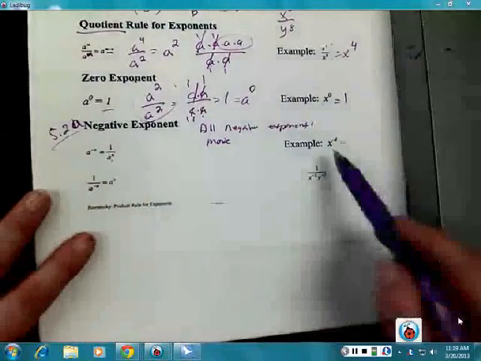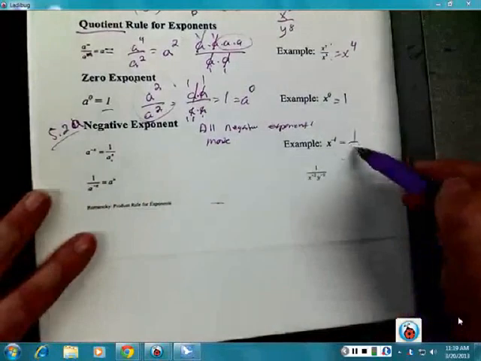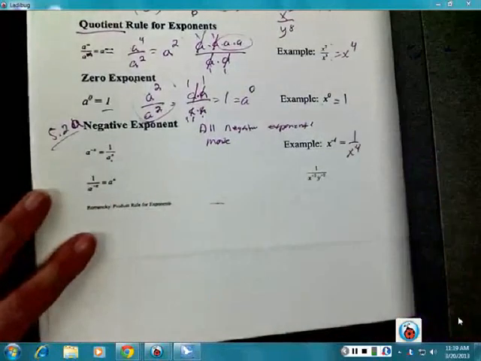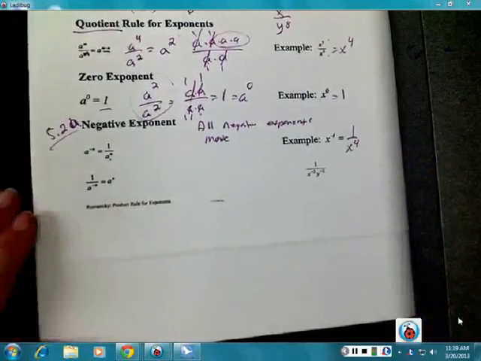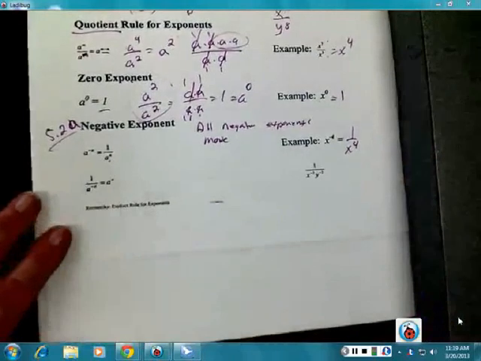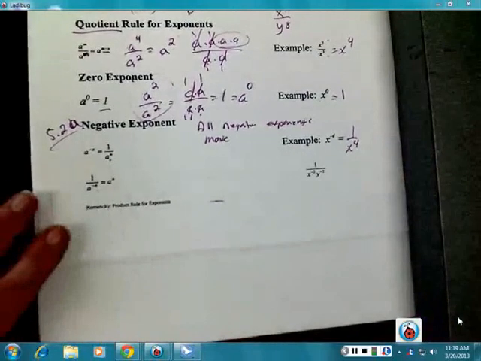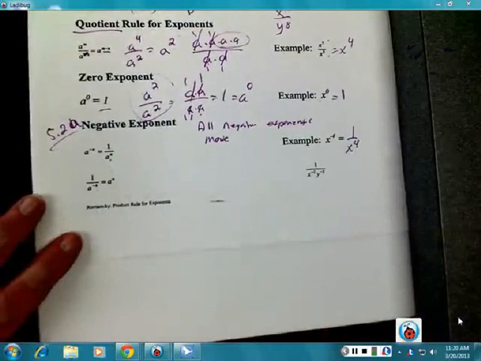So if I had my example of x to the negative 4th, it's going to become x to the positive 4th power. Again, they move. They go from upstairs to the basement. These guys move to the basement, these guys move to the upstairs. But they change sign. So it's 1 over x to the 4th.